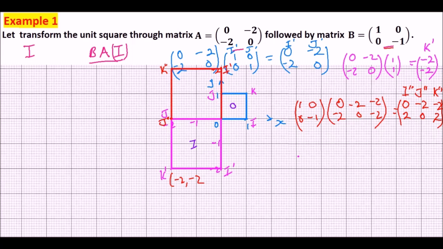So this is our second image. You can call it 2, this is 1. So that is how we perform successive transformations given those two matrices. We could say that is enough for that lesson.